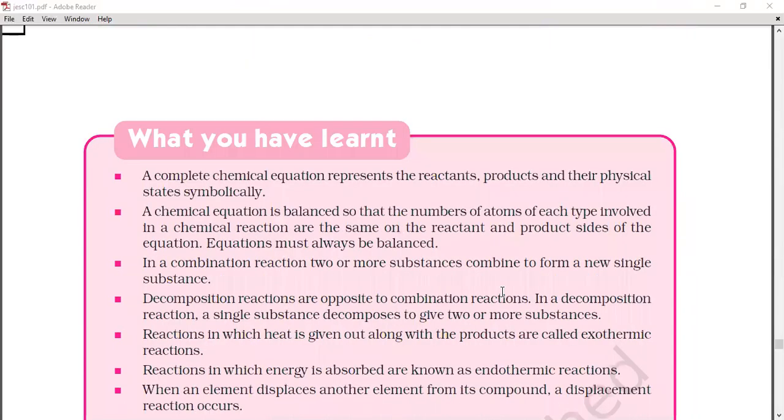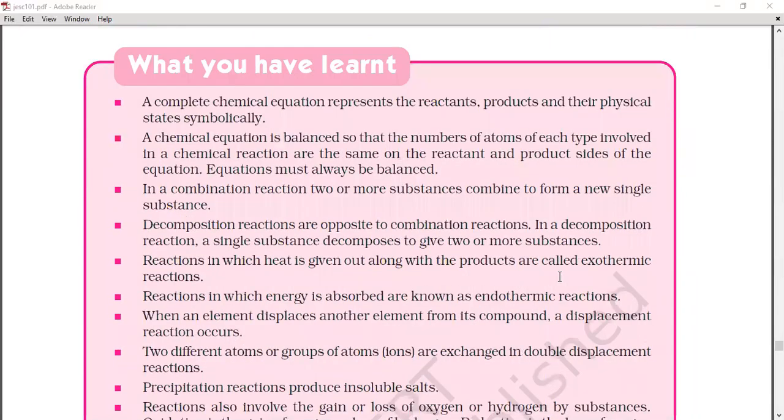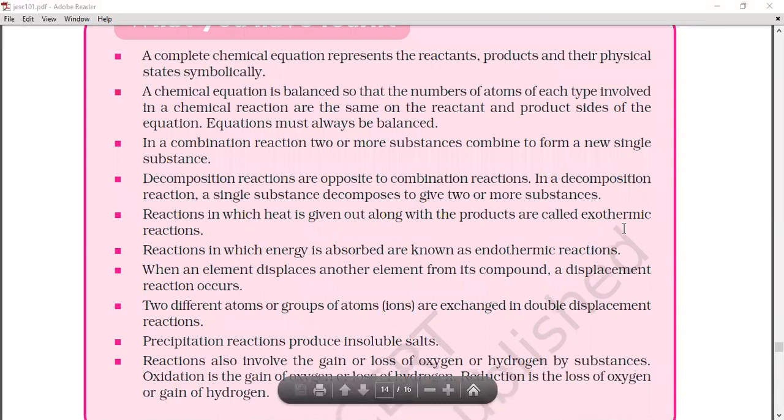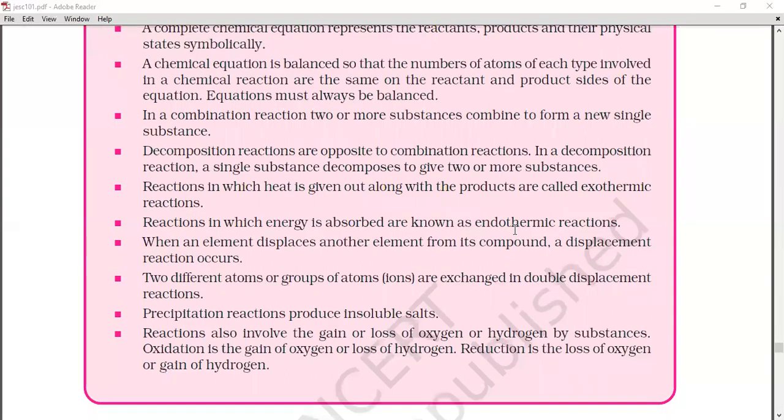What have you learned? A complete chemical equation represents the reactants, products, and their physical state symbolically. A chemical equation is balanced so that the number of atoms of each type involved in a chemical reaction are the same on the reactant and product sides of the equation. Equations must always be balanced. In a combination reaction, two or more substances combine to form a single substance. Decomposition reactions are opposite to combination reactions. In a decomposition reaction, a single substance decomposes to give two or more substances.